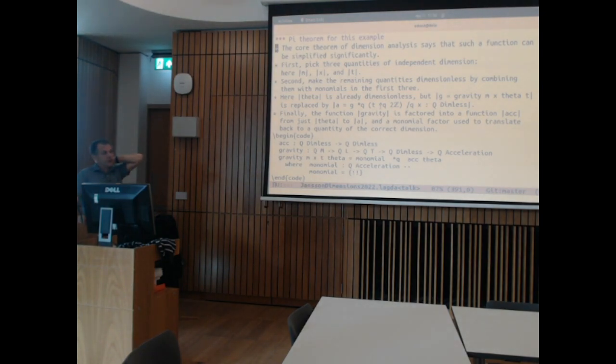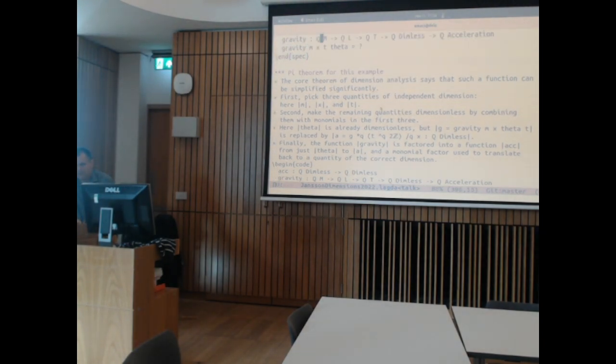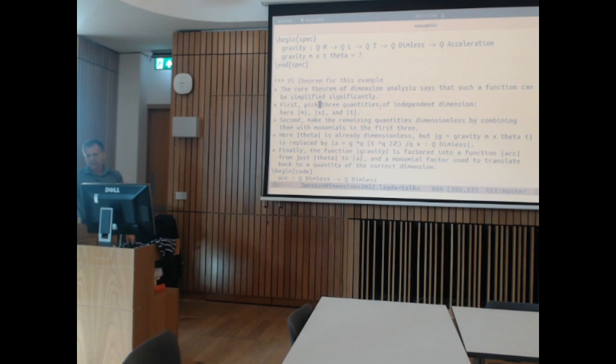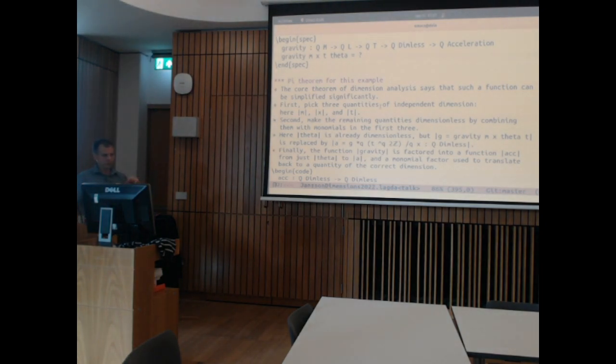So first you identify independent dimensions. In this case, we've got the independent dimensions of mass, length, and time. And if you reason a bit about physical laws, it turns out that this gravity function is not really allowed to depend on how you measure mass, length, or time. So that means that you can reduce this whole function to a function of 1 variable instead of 4 variables.